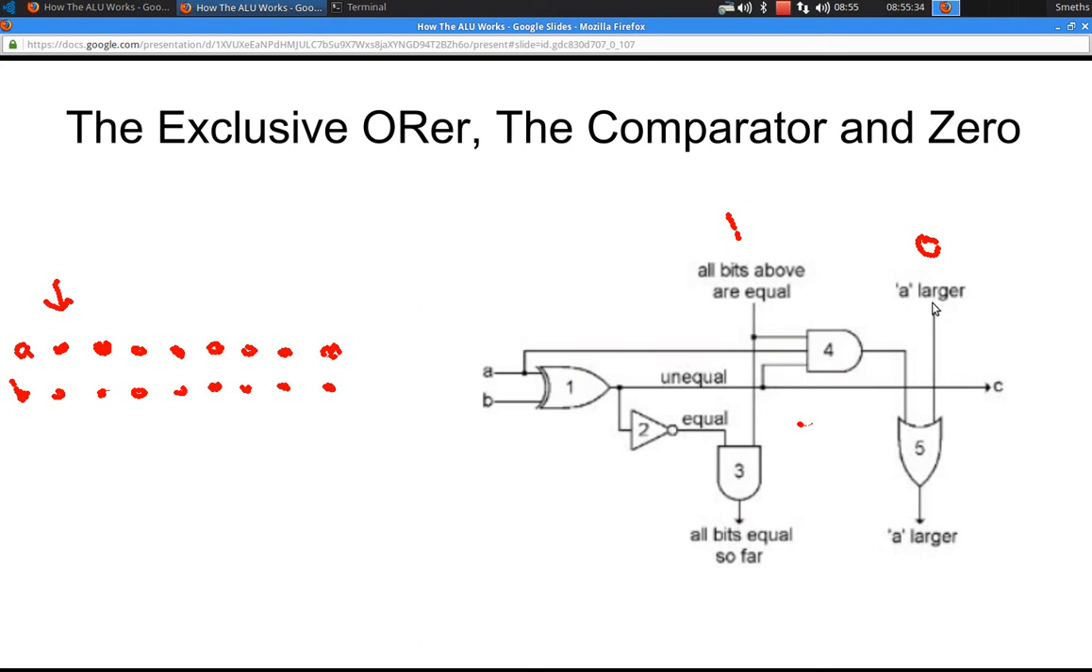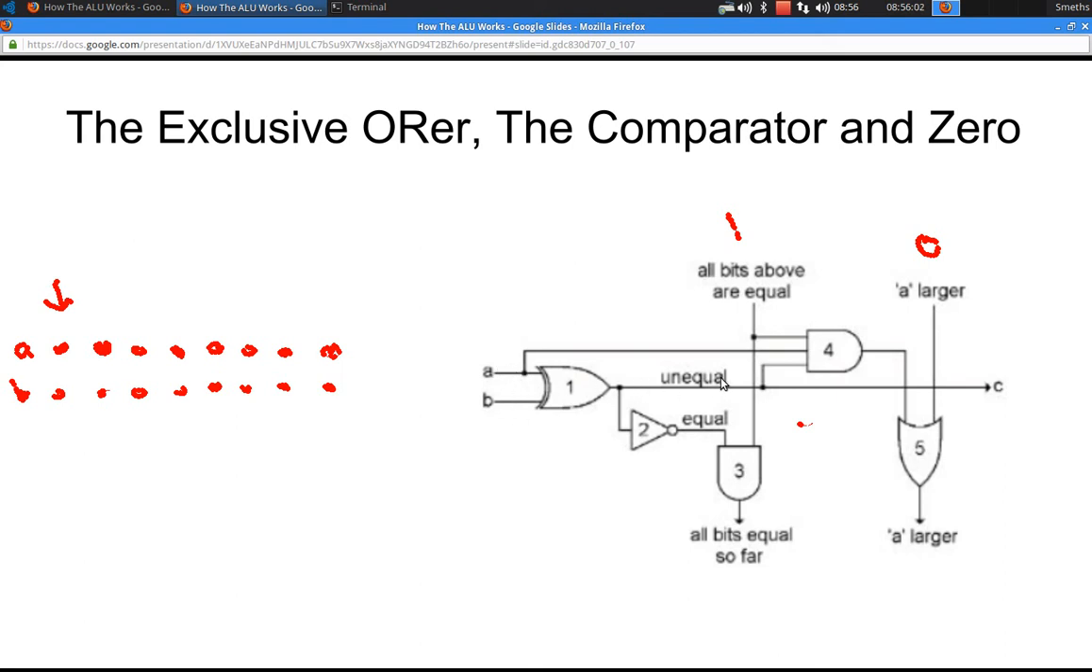Similarly with A larger, if we assume that A is not larger to begin with, what will happen if they're both the same? Then it's a similar sort of logic. It just passes down from one to the other. So for now we'll start with that at 0, and we'll look at how this works. So how does this work?